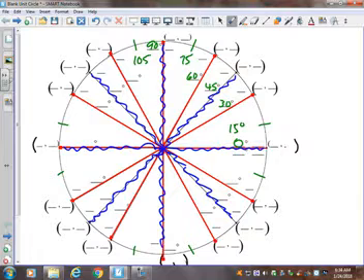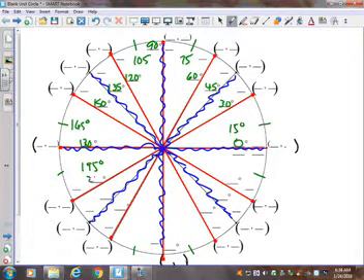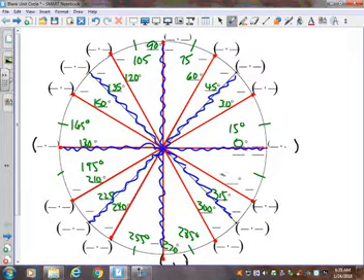And so 105, 120, 135, 150, 165, 180, 195, 210, 225, 240, 255, 270, 285, 300, 315, 330, 345, 300. Oh, I wrote that in the wrong place.